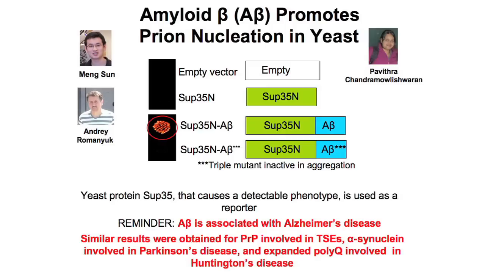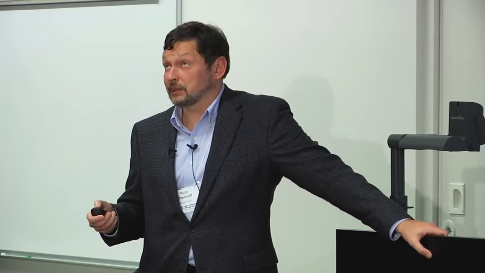And if you put here mutations in Aβ which knock out formation of amyloid, that was shown in vitro, they won't cause nucleation in yeast either. So there is very good consistency in the system. And the same assay, we have shown, works for PrP, alpha-synuclein involved in Parkinson's, and expanded polyglutamine involved in Huntington's. So it seems to be a generally universal assay for the majority of aggregated proteins.